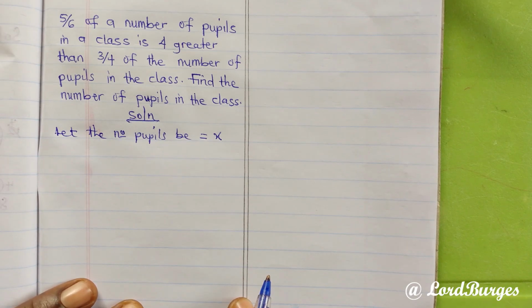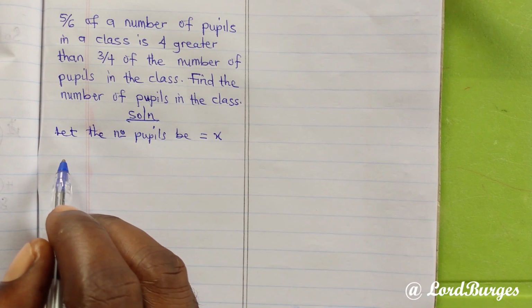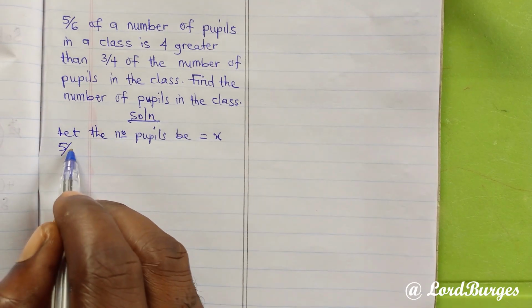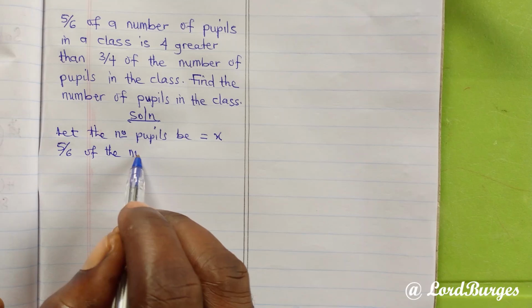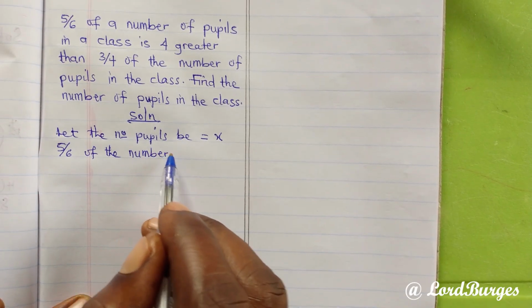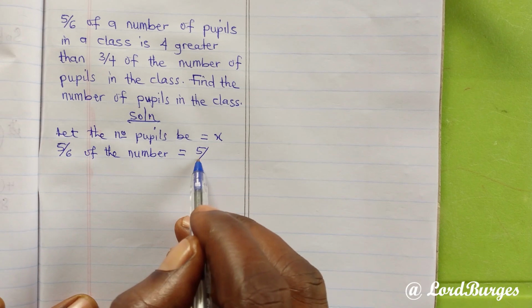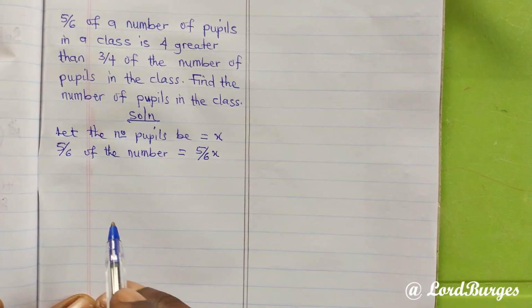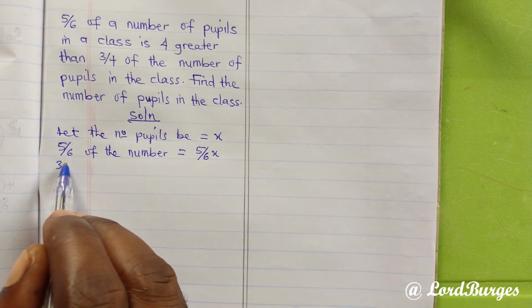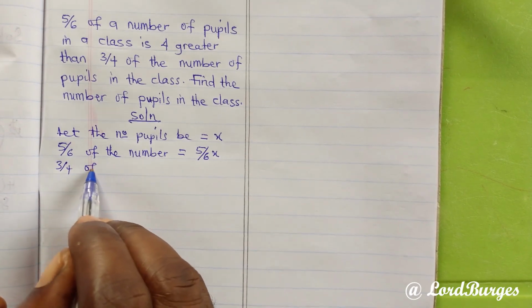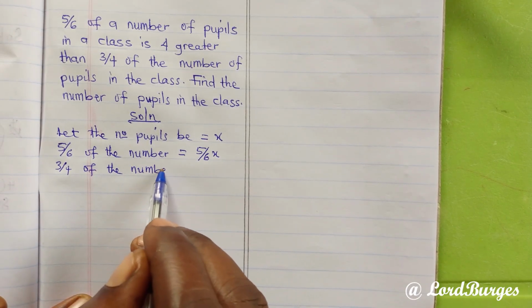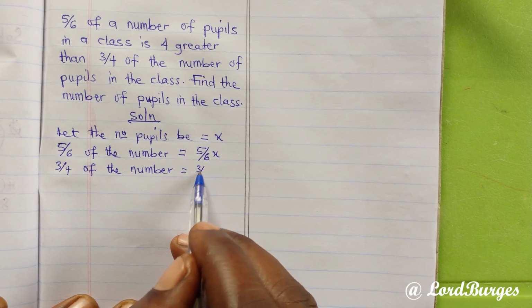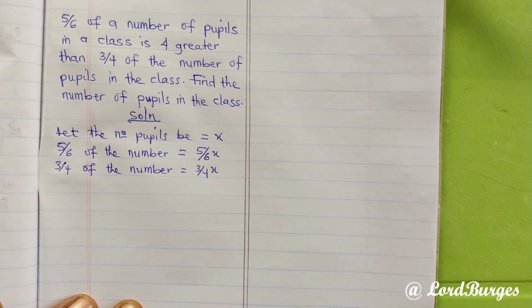Now the first statement says 5 over 6 of the number. Therefore, 5 over 6 of the number should be equal to 5 over 6x. Then 3 over 4 of the number should be equal to 3 over 4x.